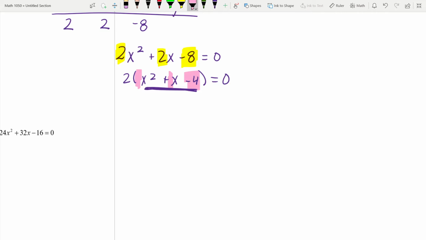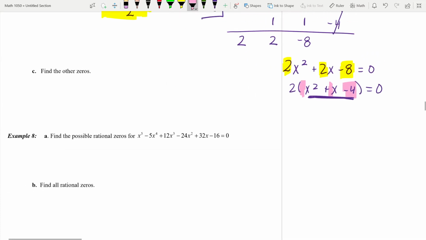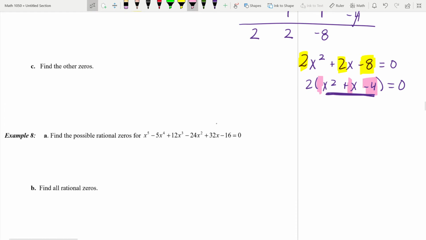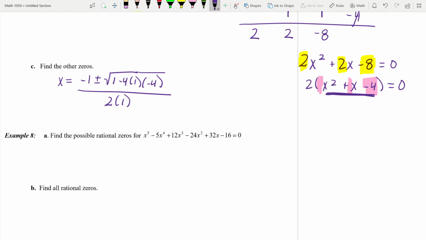Exactly the same. So why would I ever use the big ones? The big ones make it so much tougher. So please don't use 2, 2, and -8. If you can take something out, take it out, and then use the numbers on the inside. Okay? Wonderful. Okay, so now I'm down to question C. If it doesn't factor, there are going to be other zeros. So everybody go x equals -b, that's -1, plus or minus the square root of b squared, that's 1 squared, which is 1, minus 4 times a, which is 1, times c, which is -4, all over 2 times a, that's 2 times 1, which is a 2.